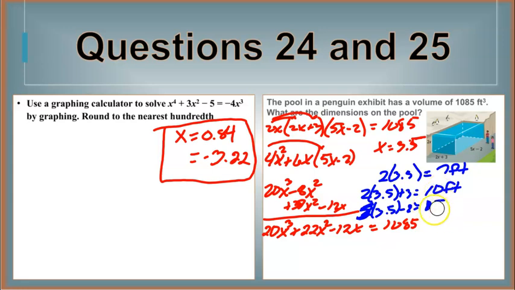Let me erase that to make that a little bit clearer. 15.5 feet. Now if I were to multiply all three of those numbers, so 7 times 10 times 15.5, I would get 1085, which is what I have here. So those would be the 3 dimensions of the exhibit, or the pool in the exhibit.